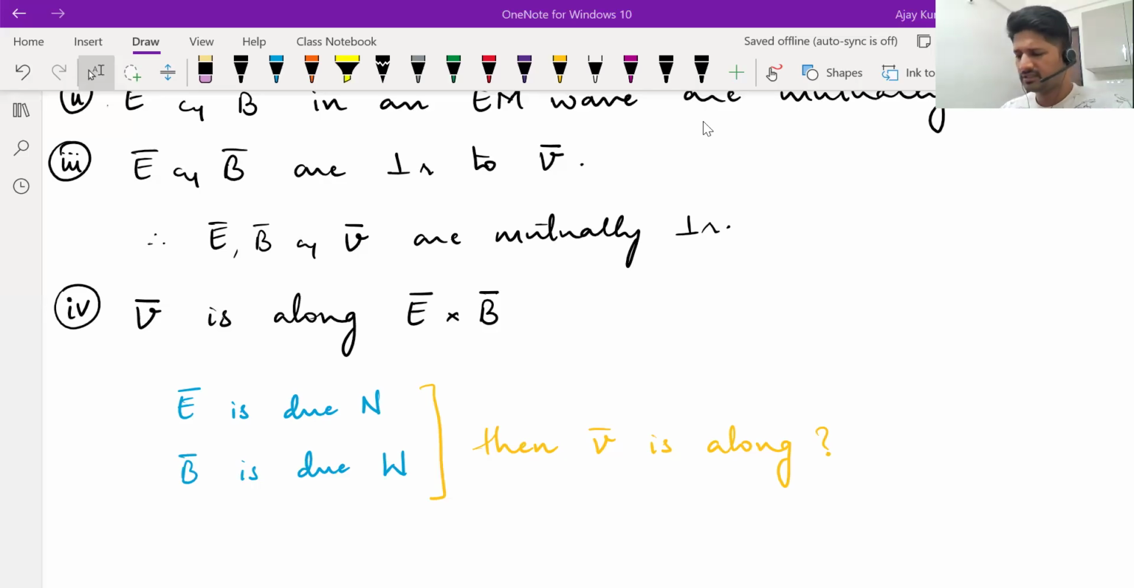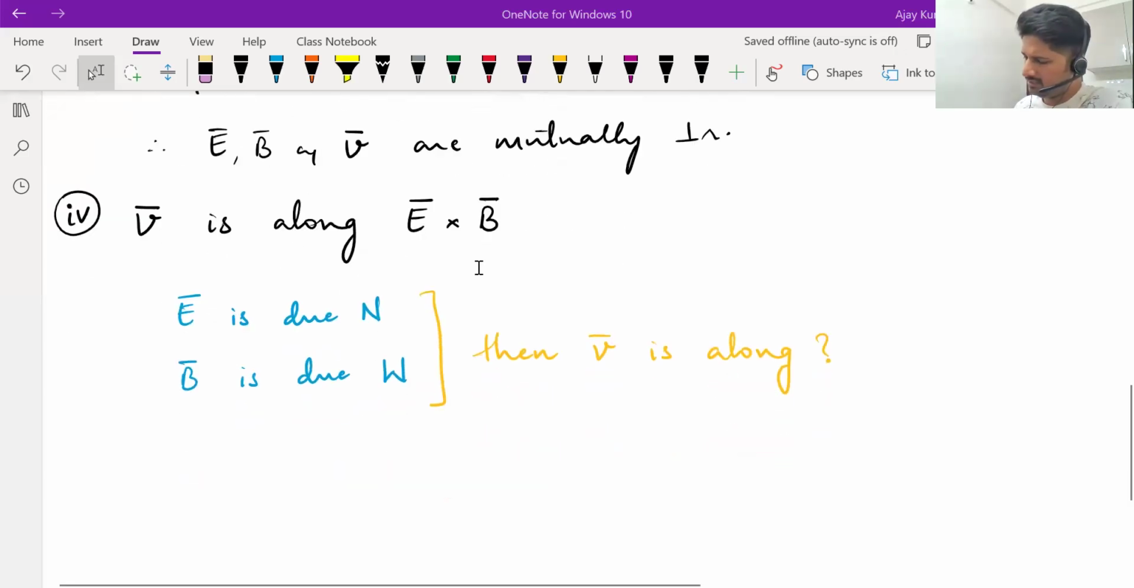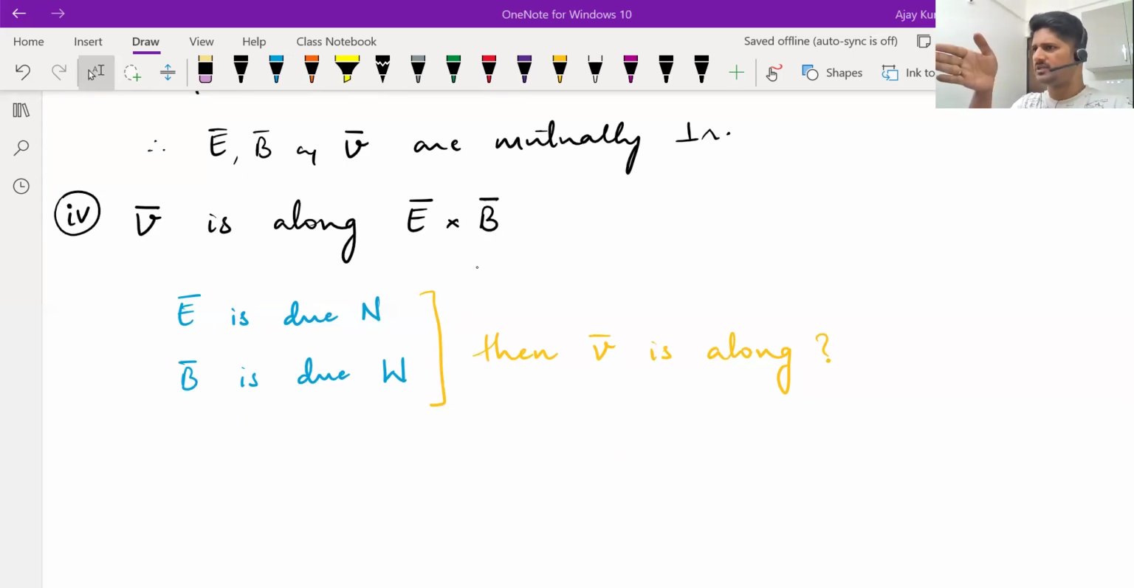See, north, east, west, south are, as I said, natural directions. Suppose north is in front of you. You are facing north. Then which way will west be? West will be to your left. Then you have to take E cross B, so north cross west. So place your right hand fingers due north. I'm assuming forward is north.